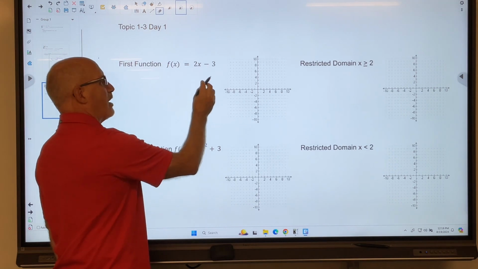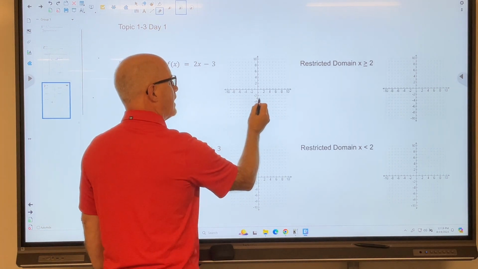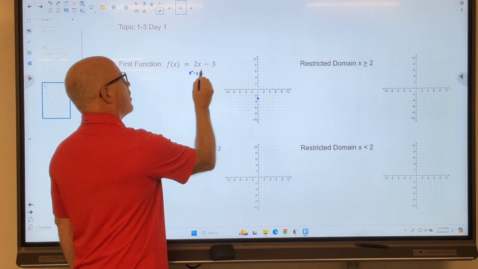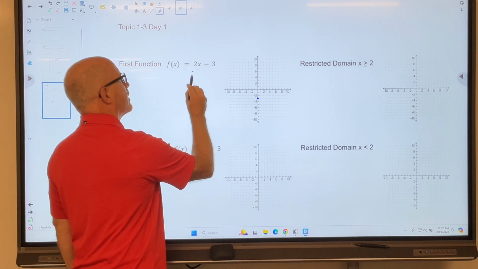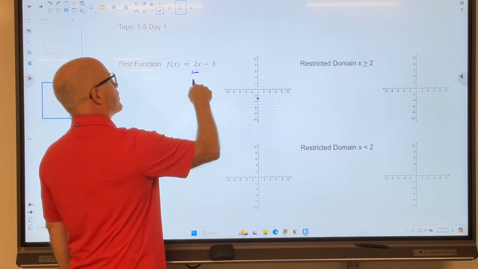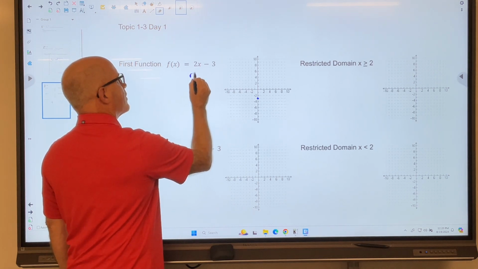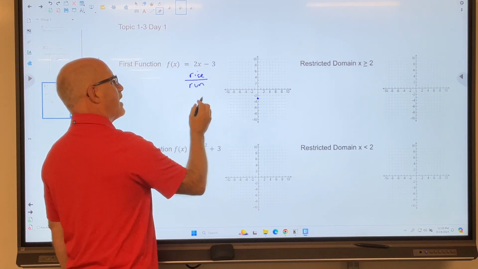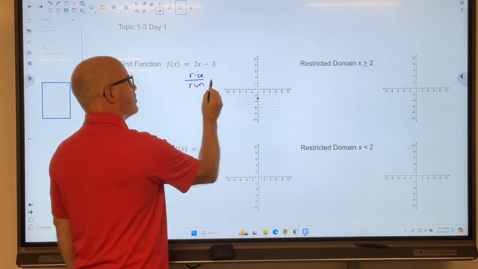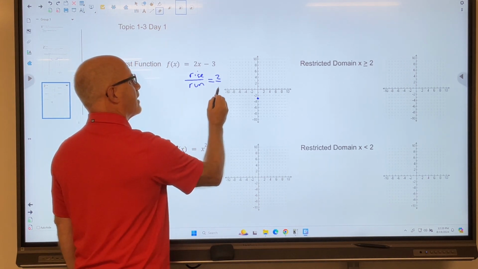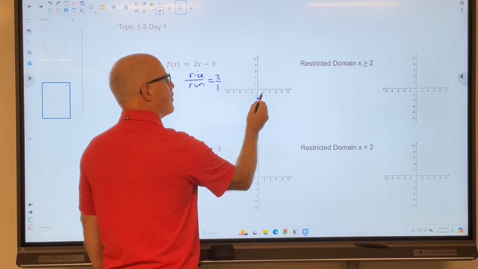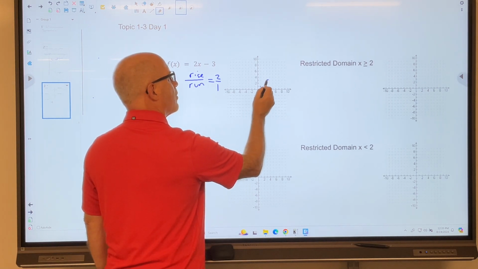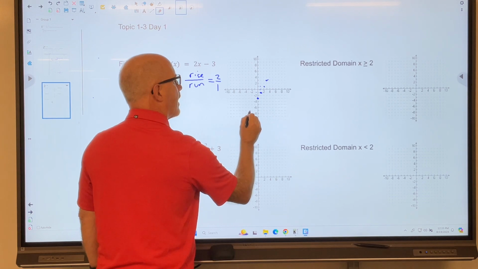Okay, now let's start at negative 3: 1, 2, 3. And then remember my slope, this is my rise over run. Rise over run is going to be, in this case, 2 over 1. So we go up 2 over 1, up 2 over 1, up 2 over 1, and then you draw the graph.